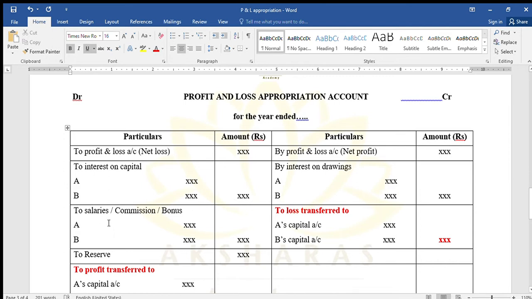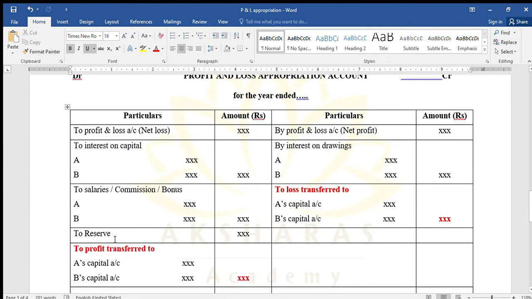Next is to salaries, commission and bonus. If the partners are receiving salary or commission or bonus, it will be debited to the profit and loss appropriation account. Again, here see A and B. For example, A and B, they are partners and they are doing some business activities for the firm. So the firm has to pay them salary or commission or bonus according to the deed. So when the firm is going to pay them, the cash is going to be reduced, and so it is an expense for the firm. So this is shown on the debit side of the profit and loss appropriation account.